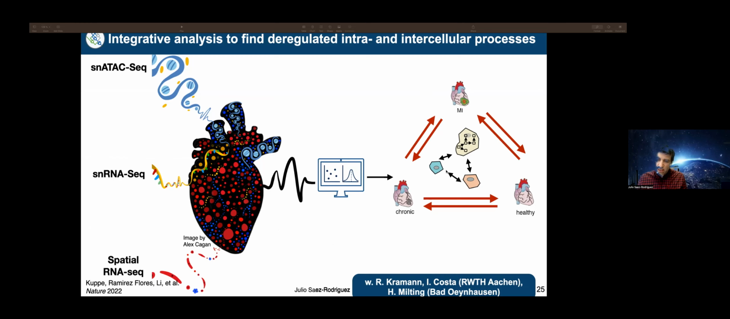So we had access to samples from patients from which we had collected single-cell RNA-seq, also spatially resolved RNA-seq, so measurements of different spots of the tissue. I will show you that in a moment. And even as an additional molecular layer, we have ATAC-seq. ATAC tells you about how open the chromatin of the DNA is. So in theory, it's informative of the regulatory potential of cells. So we try to combine these data sets to understand heart failure.